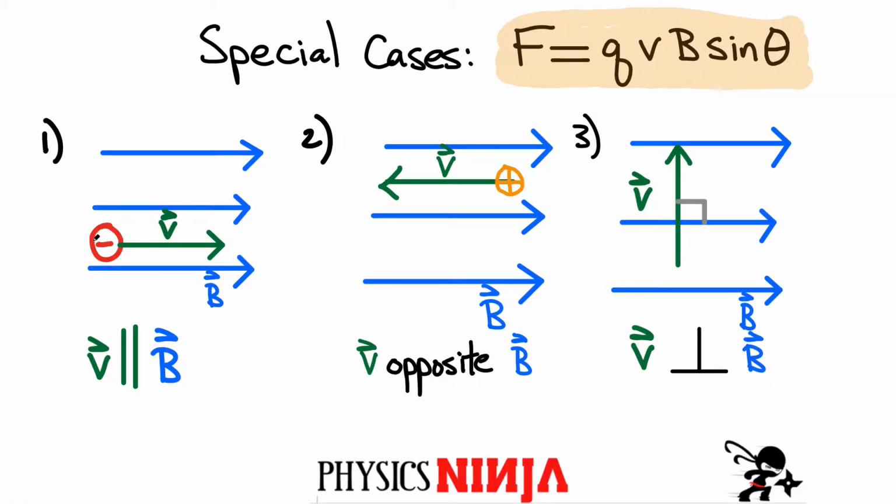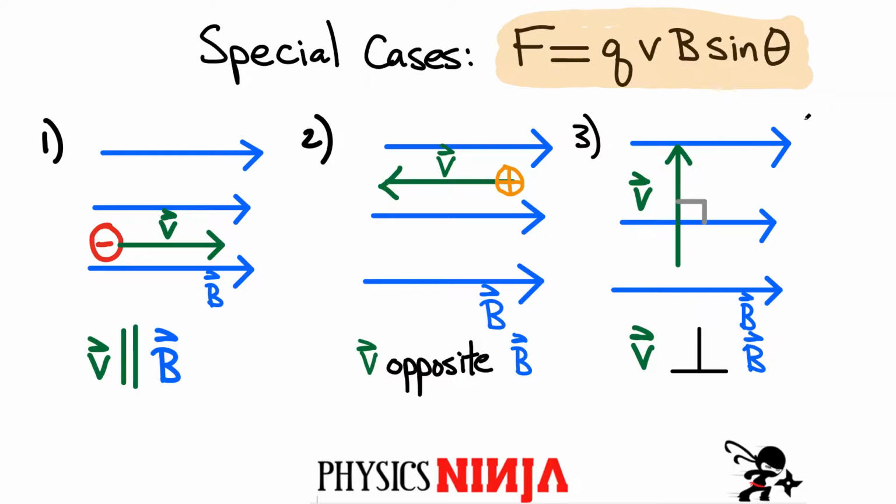Number 1, I've got a velocity. I've got a negative charge here, which is this red charge, moving to the right at some velocity v, and it's moving in the same direction as the magnetic field, which is the blue arrows indicated by that vector. So in this case, you can see that the vector v and the vector B are parallel to each other.